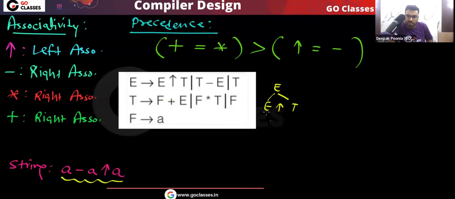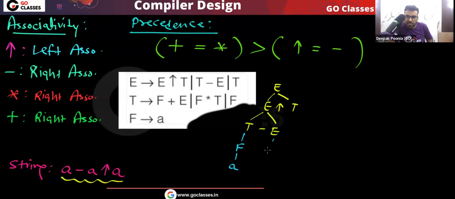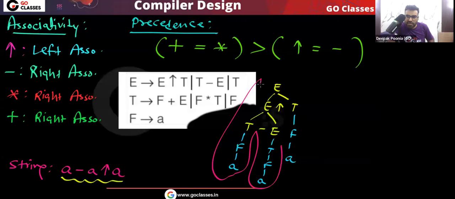then you can see that this E will go to T minus E. Finally this T will go to F and this will go to a, this E will go to T, this will go to F, this will go to a, this T will go to F, this will go to a. So you can see what we got: a minus a arrow a.